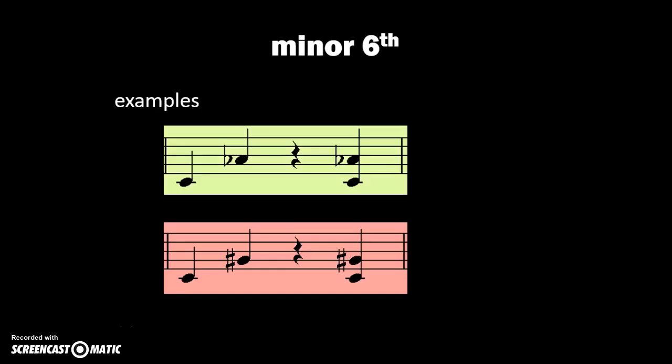Again, on the top there, we've got the correct written minor sixth, C to A flat. On the bottom one, it's some sort of an augmented fifth. We don't use that quite yet. It's more advanced. Here's what that sound is, C to A flat.